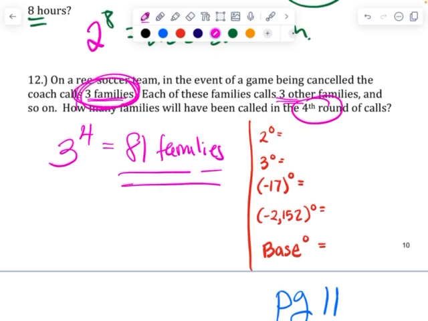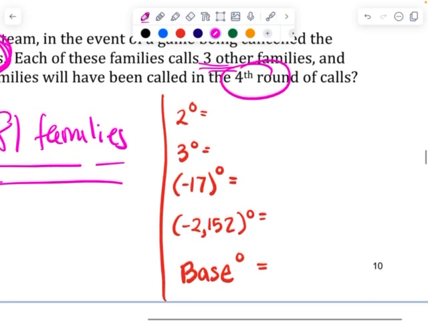And please add these problems to the right side of this problem. 2 to the 0 power, 3 to the 0 power, negative 17 to the 0 power, negative 2,152 to the 0 power, and then you can conclude with the words base to the 0 power. Take a second to copy those down.